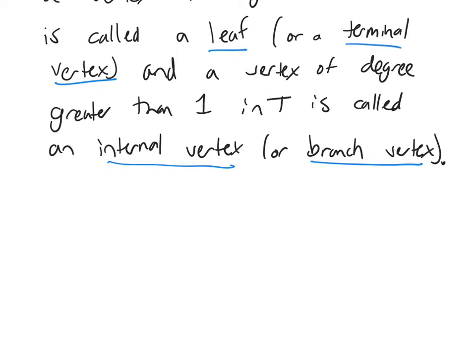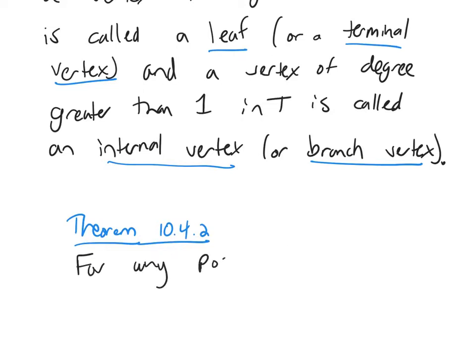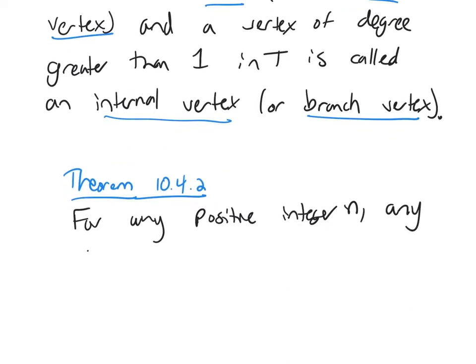So the last thing I want to mention about trees is the following theorem, which is theorem 10.4.2 in your textbook: for any positive integer n, any tree with n vertices has n minus 1 edges.